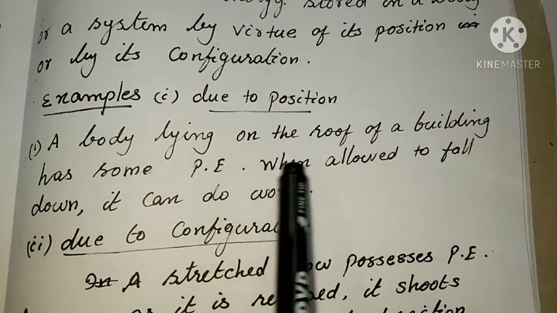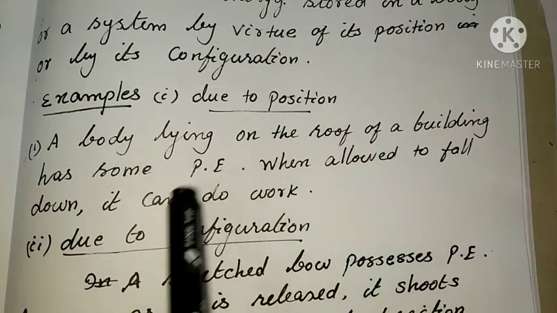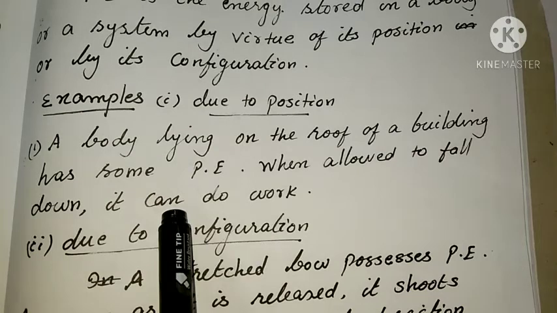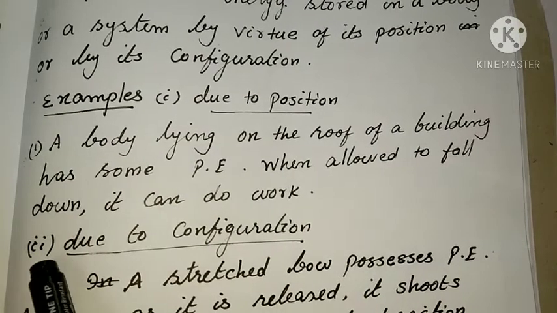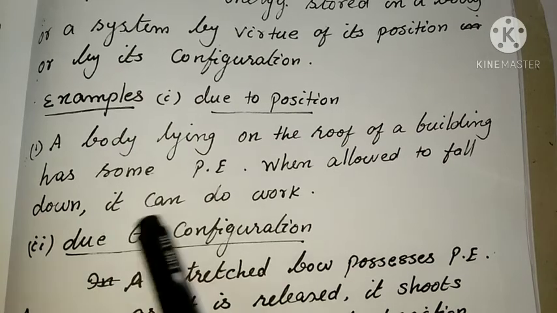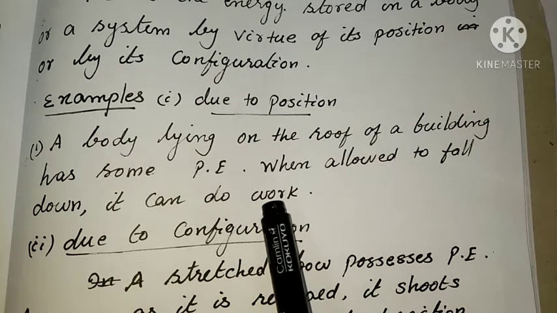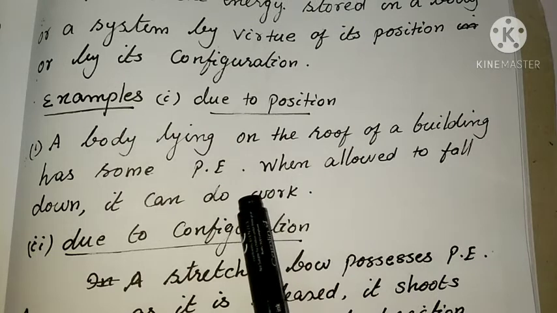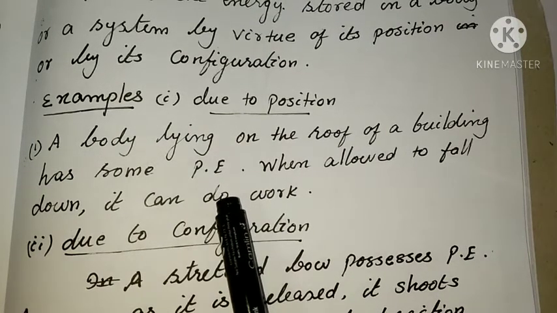So the first one, due to its position. A body lying on the roof of a building has some potential energy. When allowed to fall down, it moves with some kinetic energy. So here the potential energy is changed into kinetic energy. In this case, due to its position, the body acquires the potential energy.